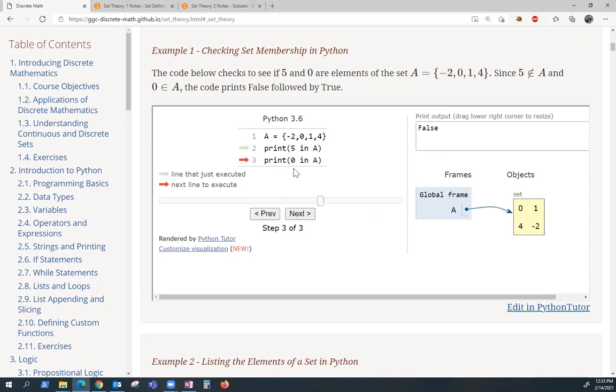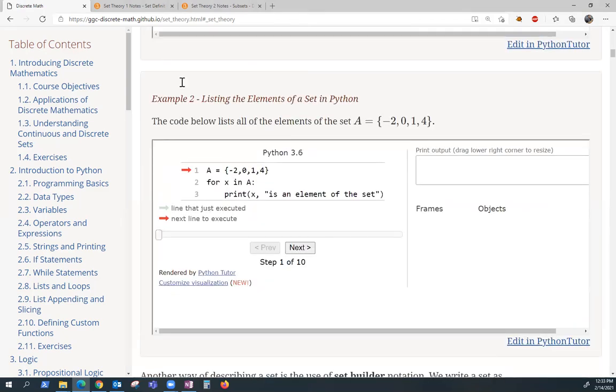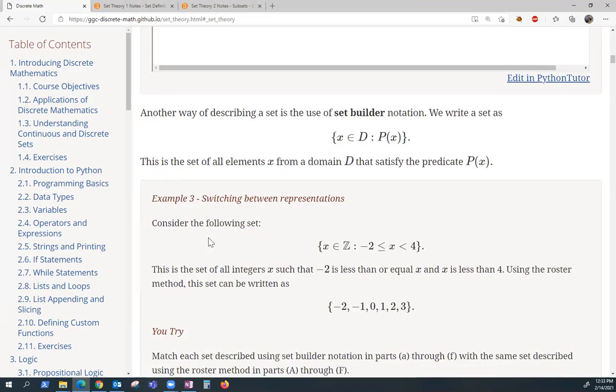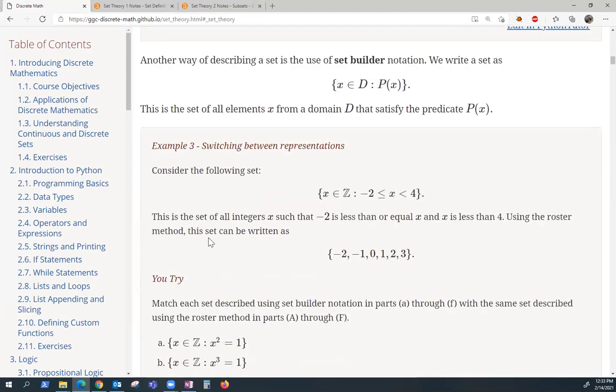And now I'm going to print out this Boolean, 0 in A. Well, 0 is in my set. That's going to print true. All right. You can also print or list the elements of a set in Python using this code snippet, which I'm not going to go through, but I encourage you to do it on your own. And I want to move on to something called set builder notation.